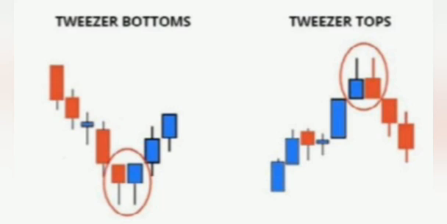The shape of the candlesticks is literally like a pair of tweezers, and when they form, their function is to tweeze off the direction of the previous trend. Here are some characteristics that can help us spot tweezer tops and bottoms formation in Japanese candlestick patterns.